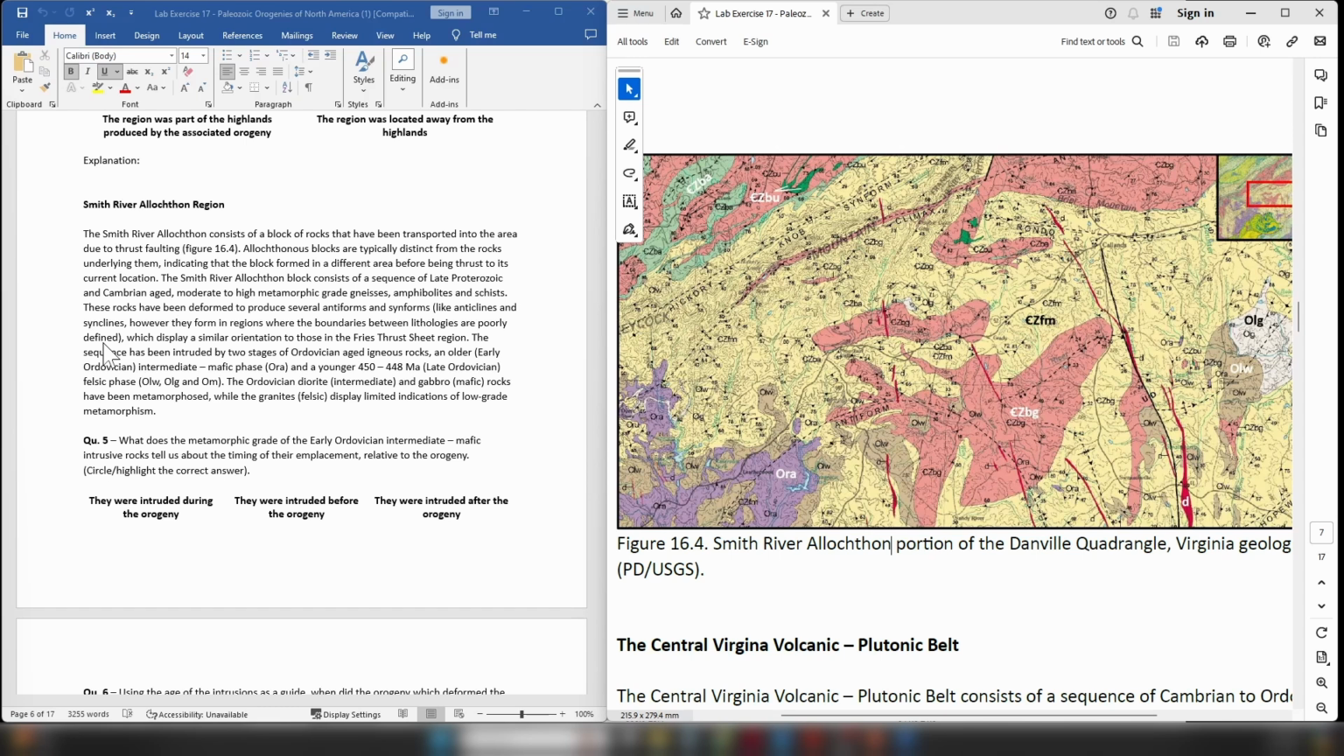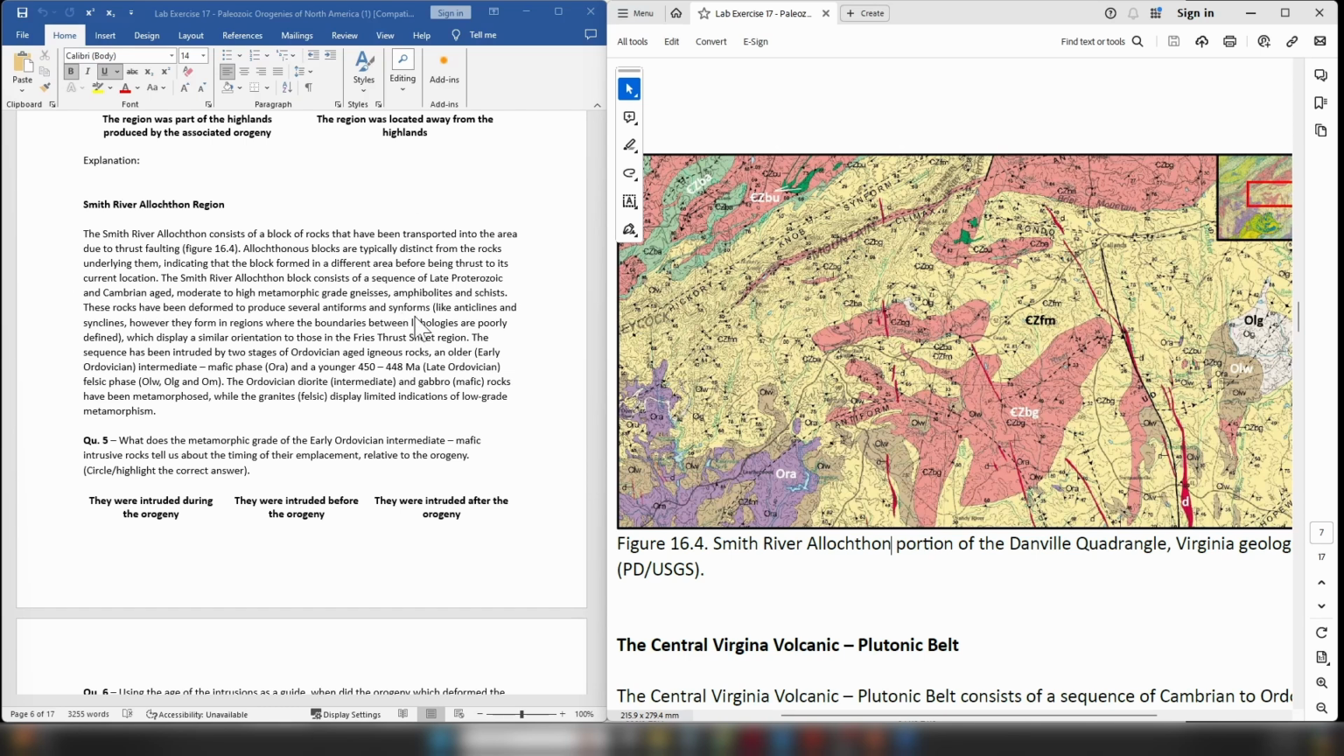However, you can't define the layers within it well, so that makes it very difficult to take structural measurements to actually definitively prove it's an anticline or a syncline. So instead what we do is we define them as antiforms and synforms. So an antiform is just like an anticline and a synform is just like a syncline. However, we can't define the layers of rock that make them up easily.